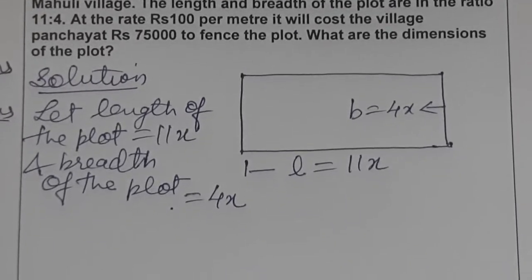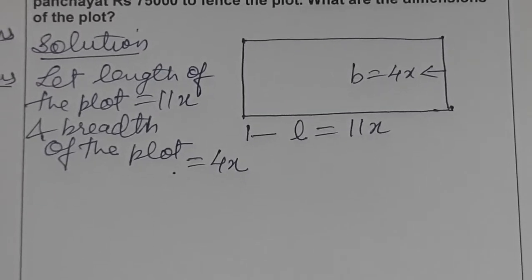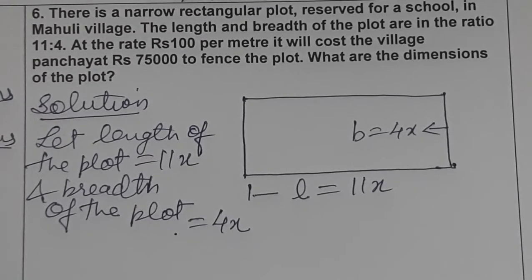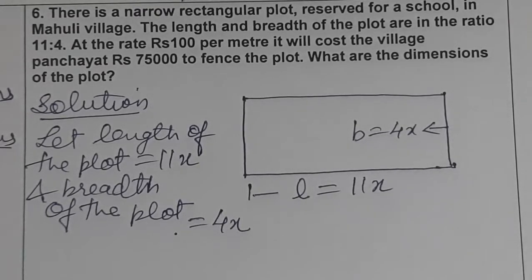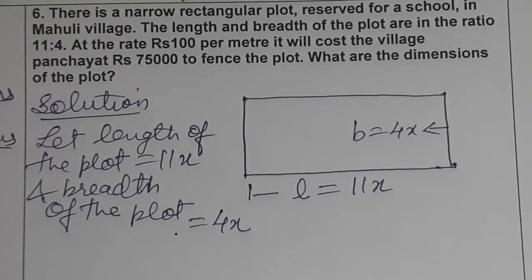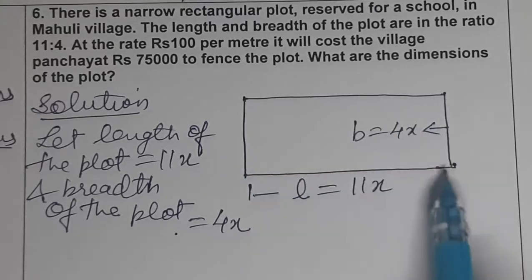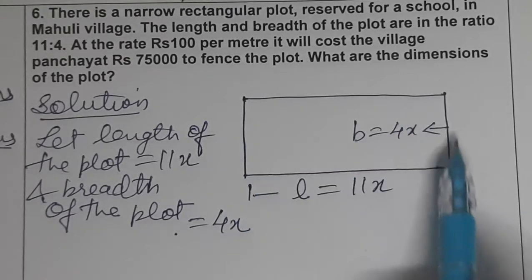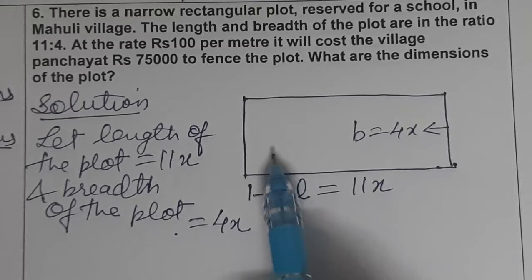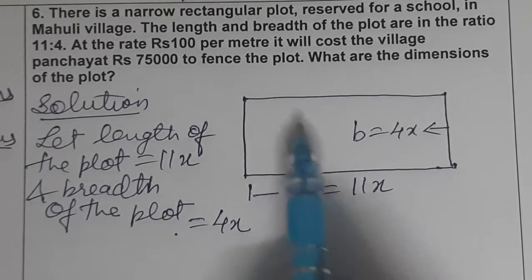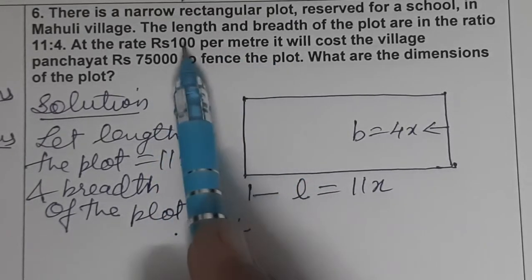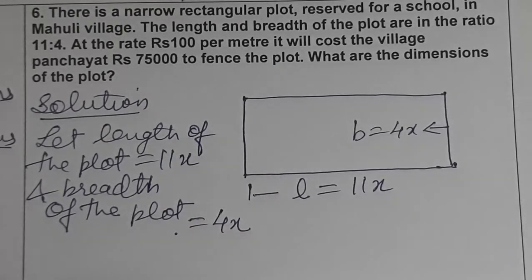Now let's proceed. Now let's read the question. Second statement. At the rate of rupees 100 per meter, it will cost village panchayat 75,000 to fence the plot. Now village panchayat wants to fence the entire plot, and the total cost of fencing is 75,000 and cost of 1 meter of fencing is rupees 100 given to us. So with the help of this we can find out the perimeter.